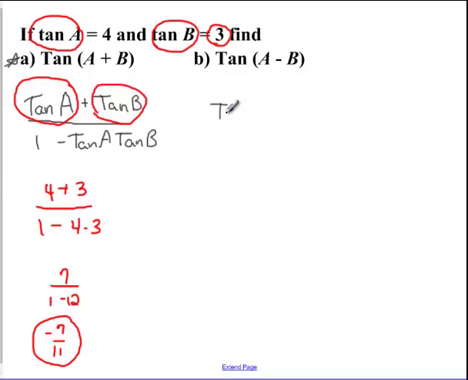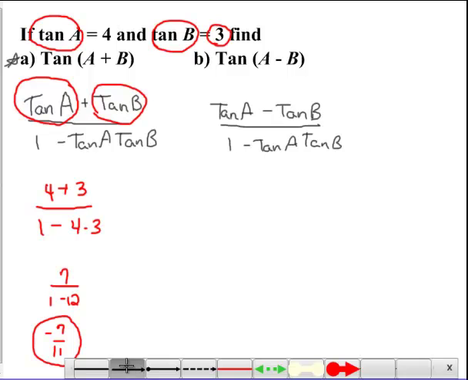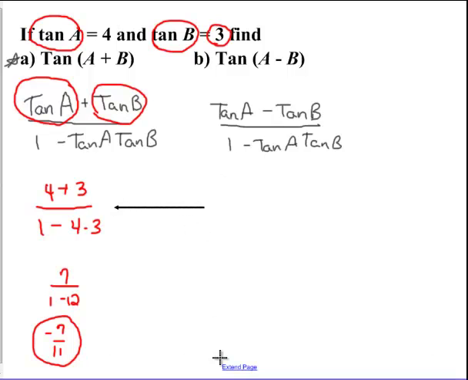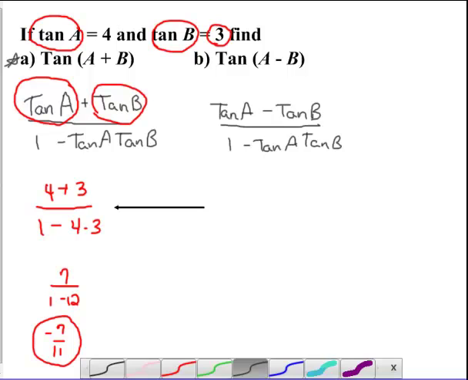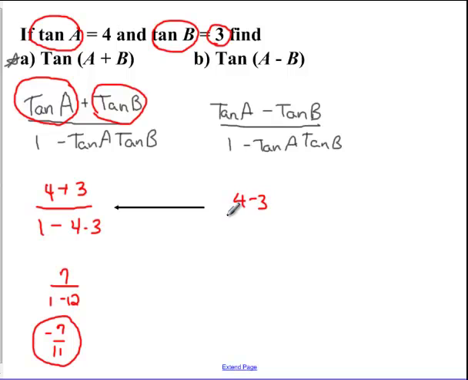And again, if we wanted to do tangent of A minus B, look how easy it is to do. And often the regions will put the two of these together because it's the same exact problem as over here. All I have to do is switch my signs. So instead of 4 plus 3, it's 4 minus 3. Whoops. That should have been a plus sign right there.